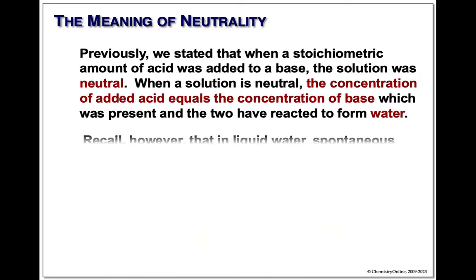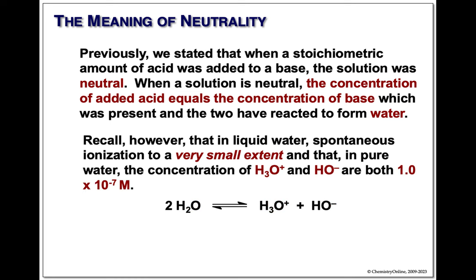Let's move on to the concept of neutrality. If we have absolutely pure water, again, absolutely pure water, we're going to have 10^-7 molar hydronium and hydroxide all the time. It's always there. That's a neutral solution. All right, 10^-7 is a very small number.